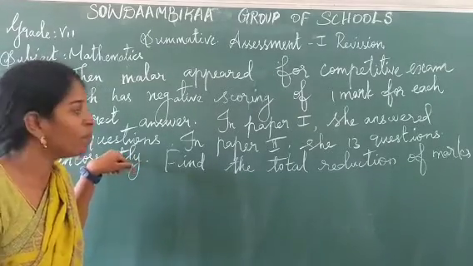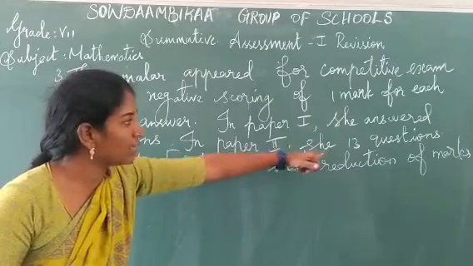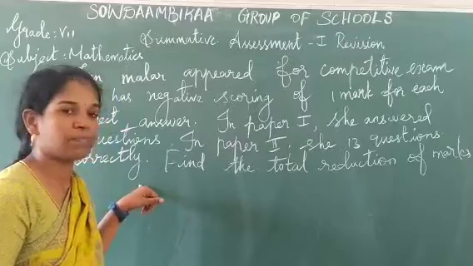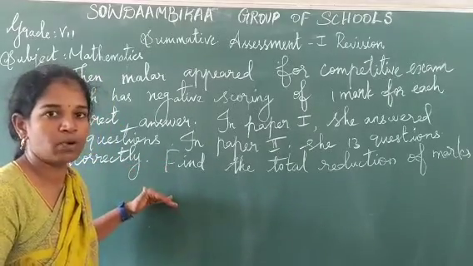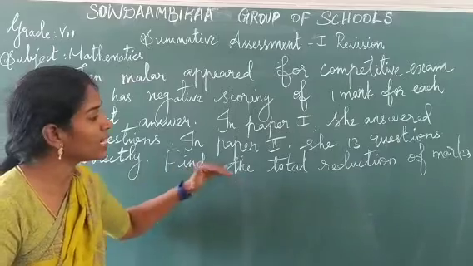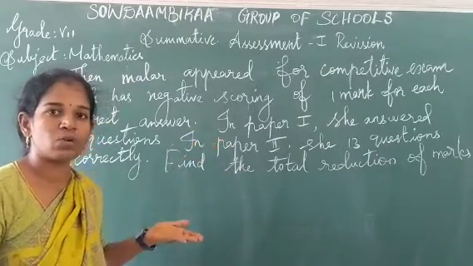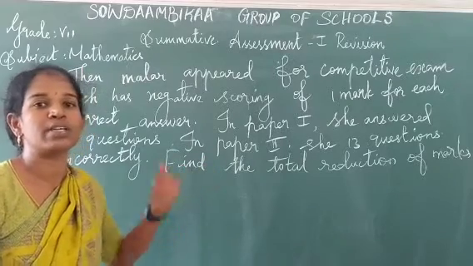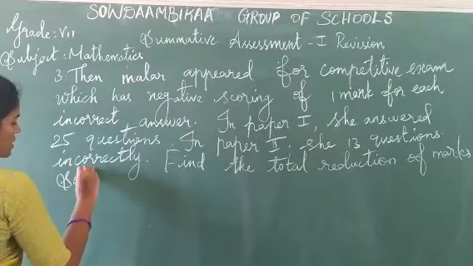Now you understand? Then we move on. In paper 2 she answered 13 questions incorrectly, so 13 marks reduced in paper 2. Find the total reduction of marks. Reduction means decreasing, so we have to take a negative integer. Are you clear dear? Then come to solve the sum.